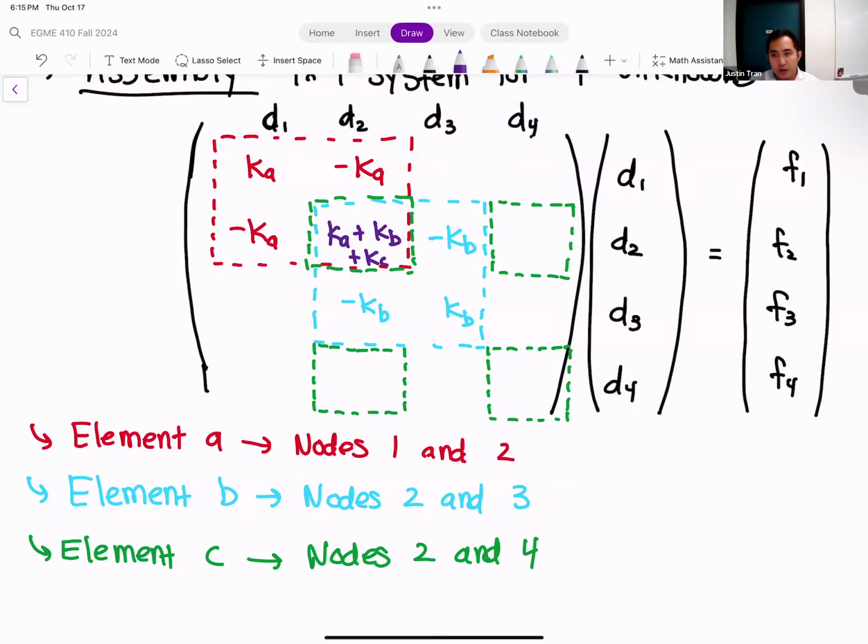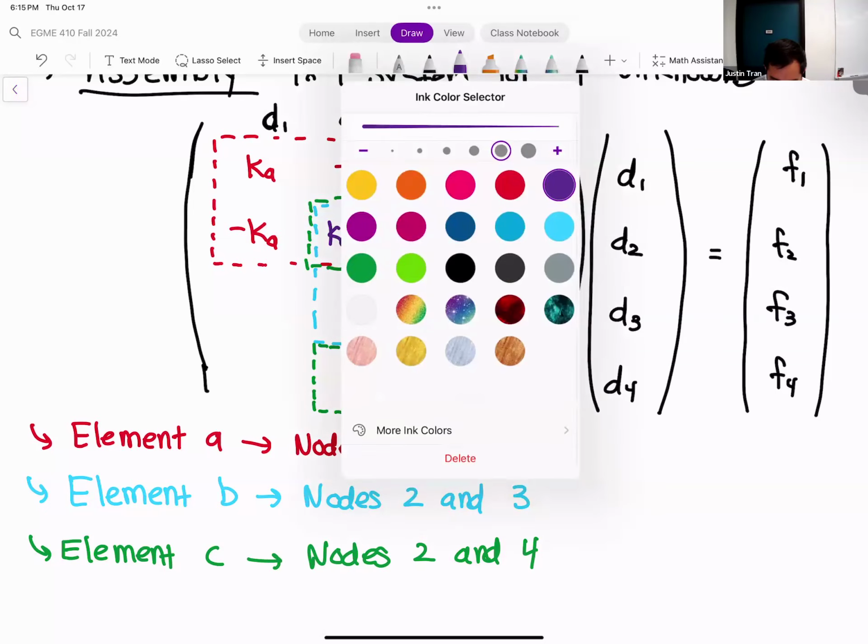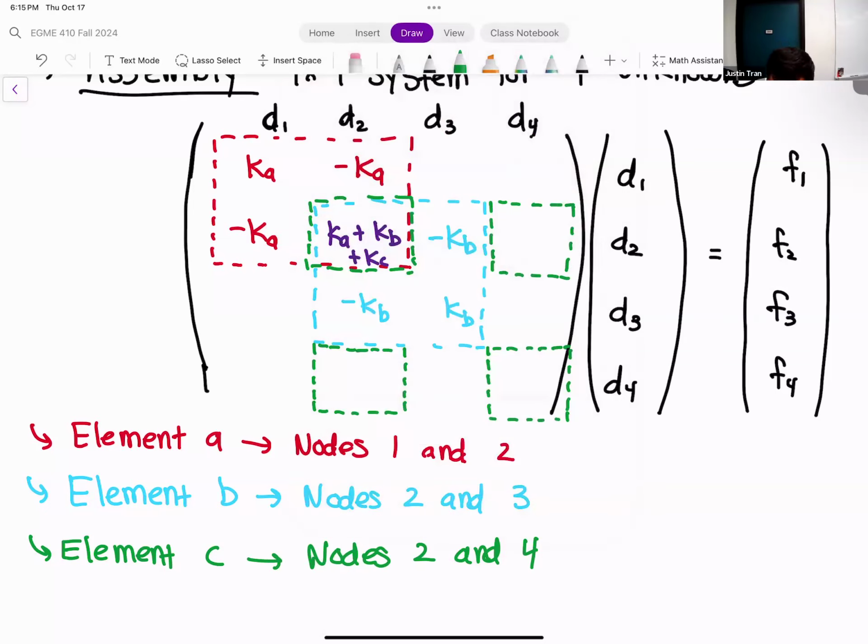Okay. So that second row, second column spot is going to be pretty full at this point, right? So we have 3 spring constants multiplied by each other. But for all the other parts, we don't have any intersections. So we have a minus KC here, minus KC here, and positive KC in the bottom right. Okay.